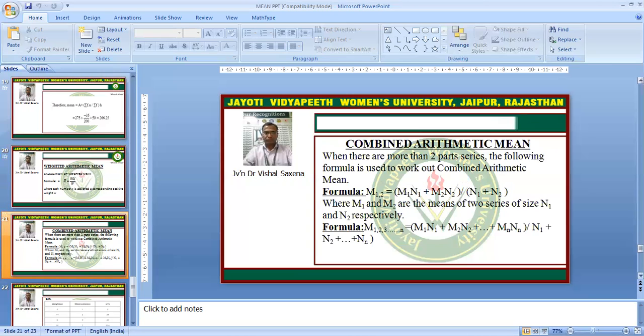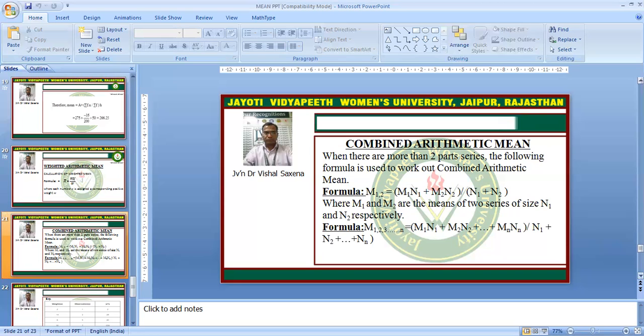The combined arithmetic mean is given by the formula: when there are two or more parts of the series, the following formula is used to work out the combined arithmetic mean. So m12 is equal to m1 n1 plus m2 n2 upon n1 plus n2. This is the combined arithmetic mean, where m1 is the mean for the first series, m2 is the mean for the second series, and n1 and n2 are the sizes of those two series.